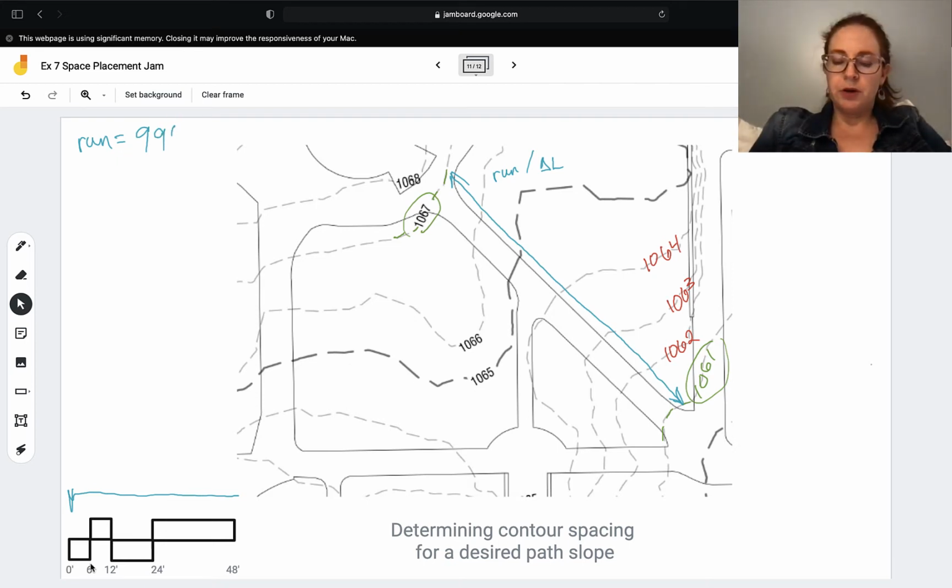And I know that my rise is 1 foot, 2 foot, 3 foot, 4 foot, 5 foot, 6 foot. So my rise is equal to 6 feet. But that may not come into account just yet. What's more important is that I know that I need to space these evenly.